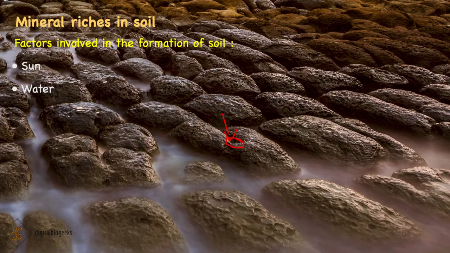In another method, fast flowing water often carries small and big rocks along with it. During this journey, these rocks rub against one another, and the resultant abrasion causes the rocks to wear down into smaller particles. Flowing water carries these particles and deposits them further down its path. Soil is thus formed in places far away from its parent rock.